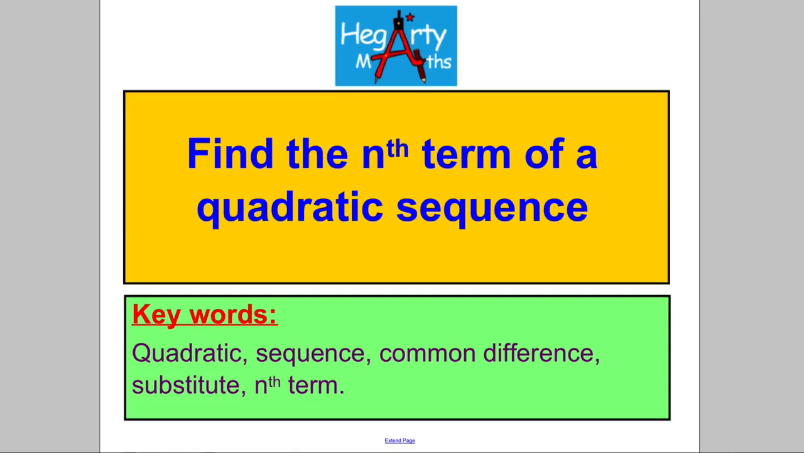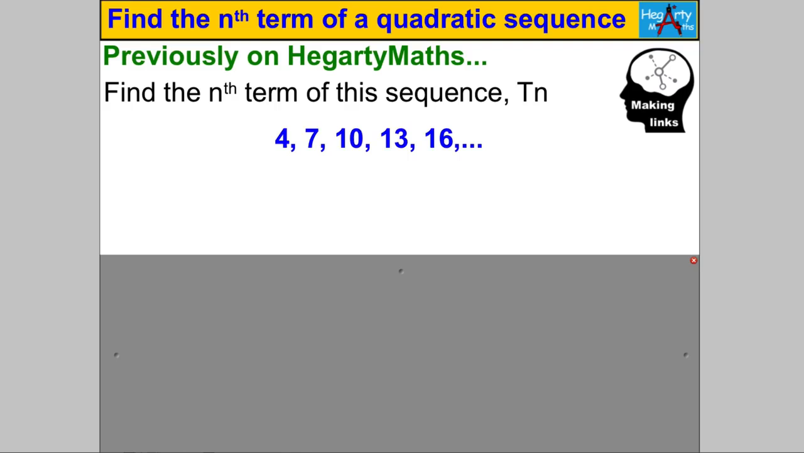It's Mr. Hegarty here, and in this video we're going to find the nth term of a quadratic sequence. Just to give you a flavour of what we're doing, let's start by reminding ourselves how to work out the nth term of a linear sequence. Pause the video and double check you can remember how to do that.